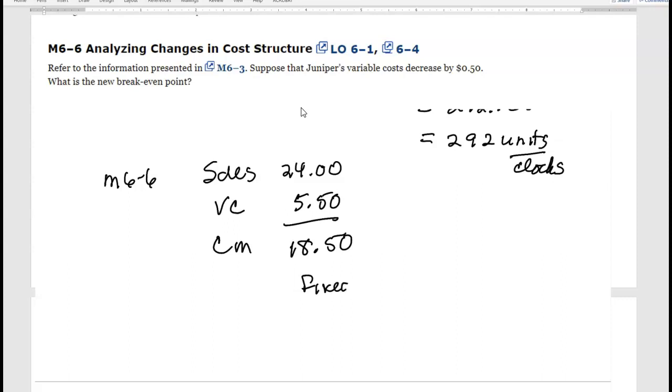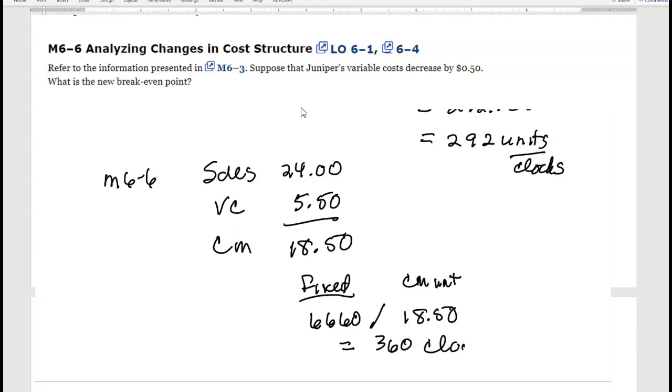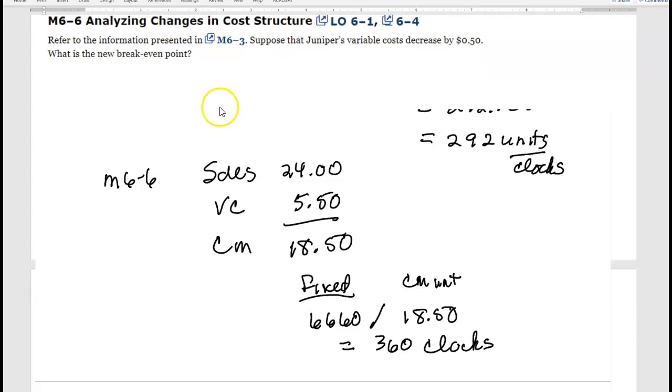Fixed $66.60 divided by contribution margin per unit of $18.50 gives us a new break-even point of 360 clocks. I think the thing that students mess up on the most is understanding that it says refer back to M63, so you've got to jump all the way back to M63 and change those numbers. Okay?